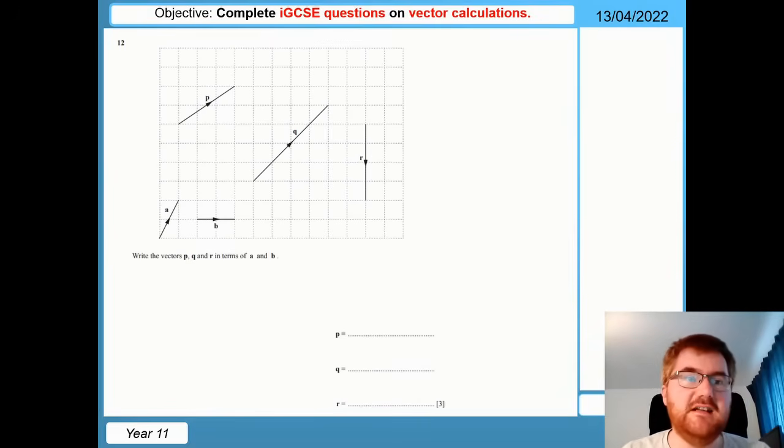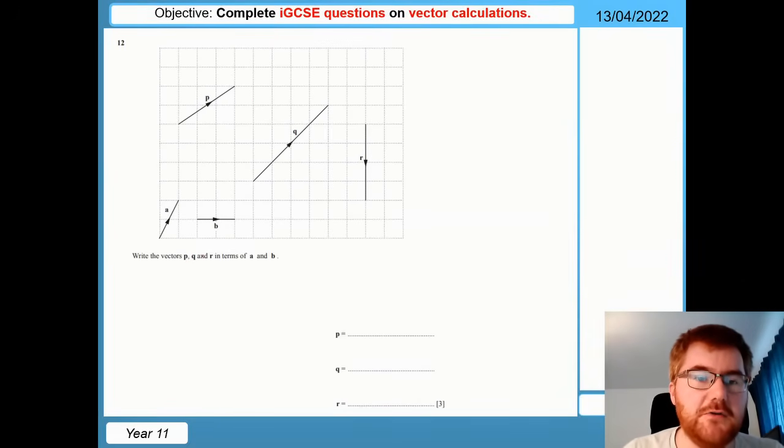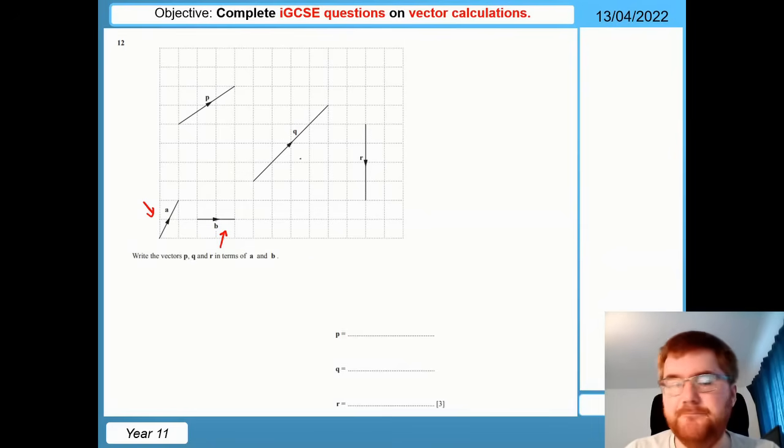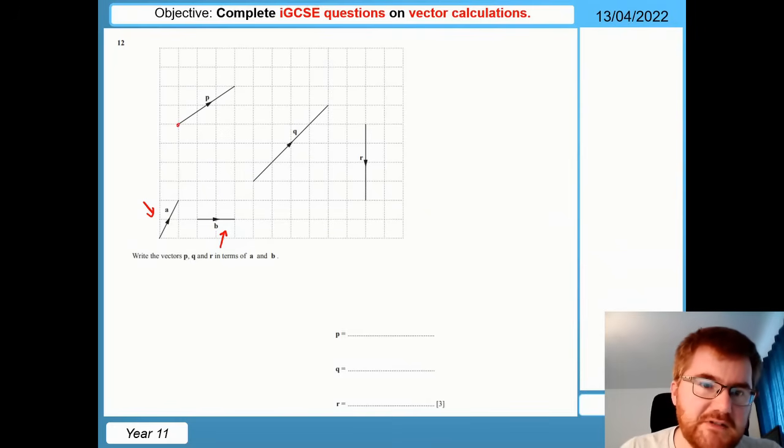So this is question 12, and we need to write the vectors P, Q, and R in terms of A and B. So these are our basic vectors, so to speak, down the bottom here, and then we need to work out the combinations of them that give us the vector P, the vector Q, and the vector R. And let's have a look at this first of all. Well, I'm going to start at the bottom here.